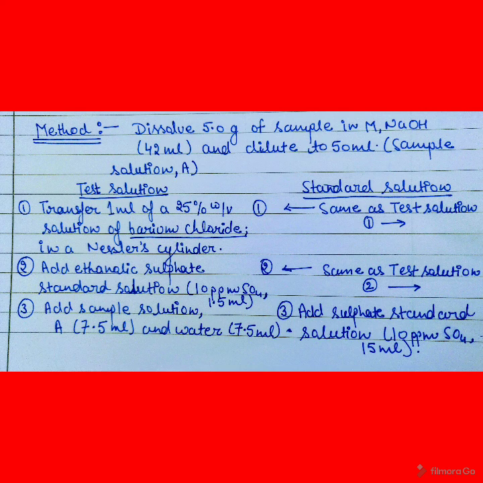Now take another Nessler cylinder and prepare the sulfate standard solution by the addition of 1 ml of a 25% weight by volume solution of barium chloride. After adding the barium chloride solution, add 1.5 ml of 10 ppm ethanolic sulfate standard solution. After addition of the barium chloride and the ethanolic sulfate standard solution into the Nessler cylinder, add 15 ml of 10 ppm sulfate standard solution into the Nessler cylinder.